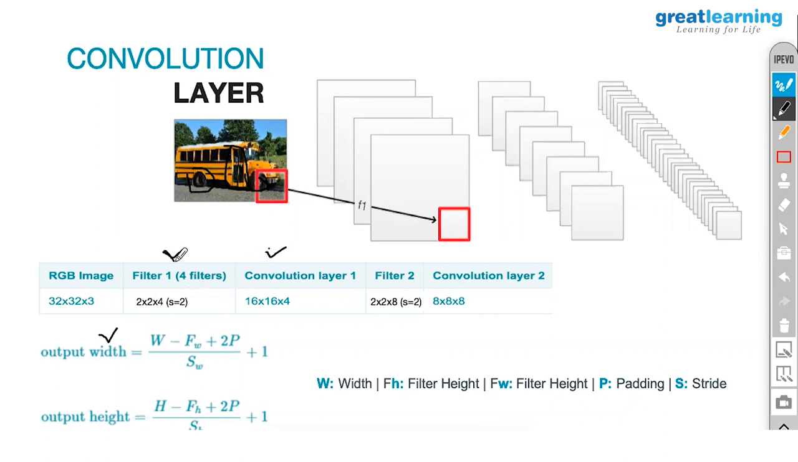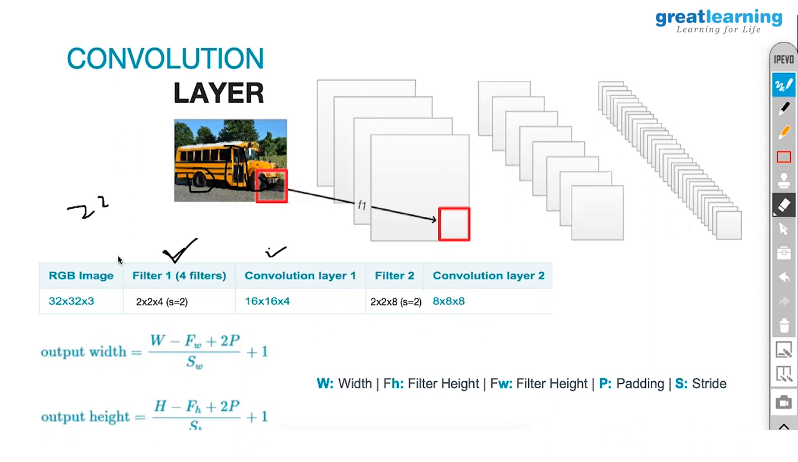Say I fixate on my filter. Say, for example, I use 2x2 filters, 4 filters out of that. My stride is equal to 2. That means I will skip 2 cells and move on. I don't want to do a very fine sampling. For that, what I will do is take the width of my image, which is 32, minus the width of my filter, which I have decided as 2. So 32 minus 2. Let me do it properly.